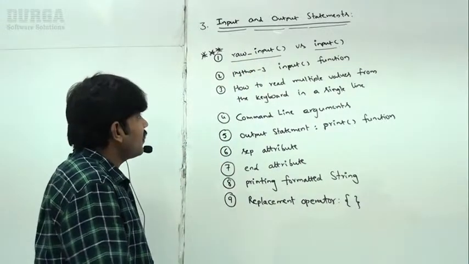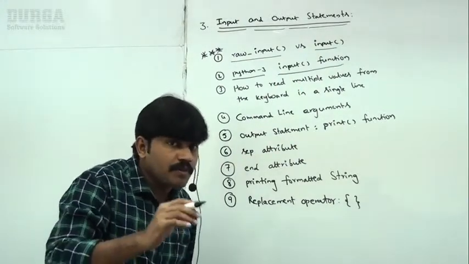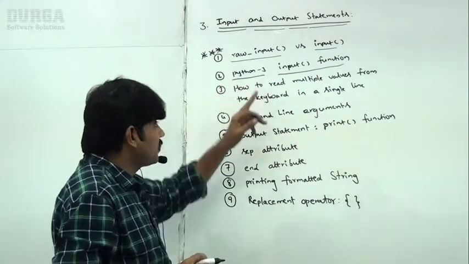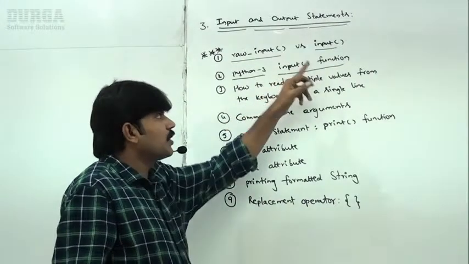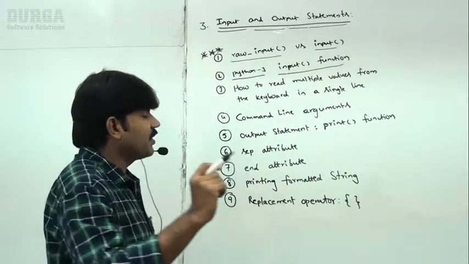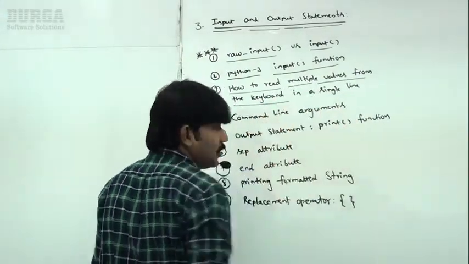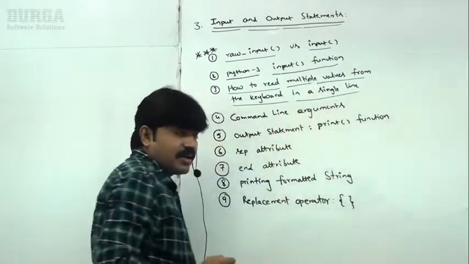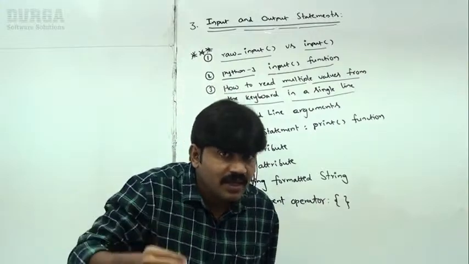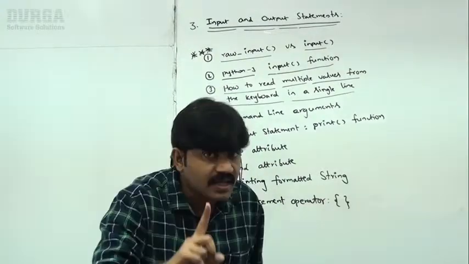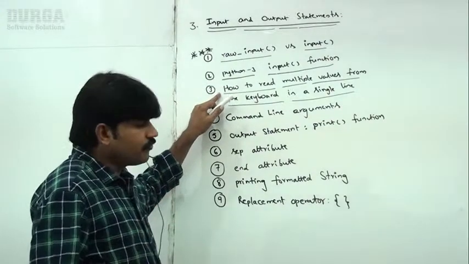After that, in Python 3, how can you use the input function? What is the behavior of the input function in Python 3? And after that, of course, multiple examples and multiple programs we are going to discuss. After that, one small shortcut technique I want to explain: how to read multiple values from the keyboard in a single line. I enter 3 values, and I want to read all 3 values using a single line of Python code. How can you do that? A beautiful shortcut, that part we are going to discuss.